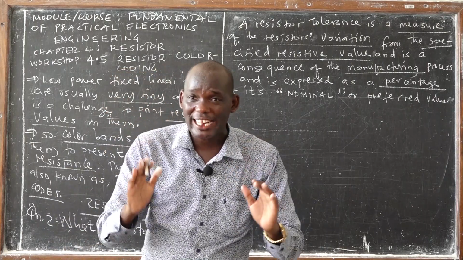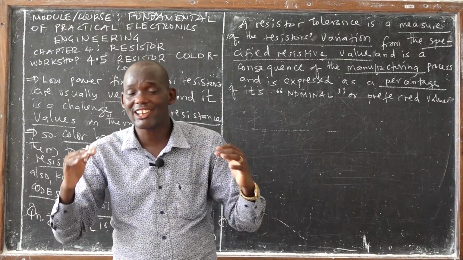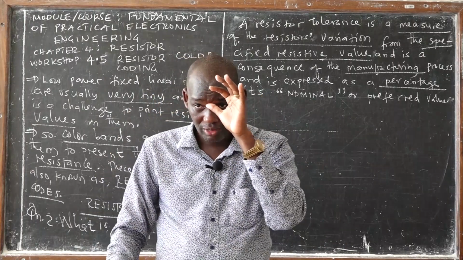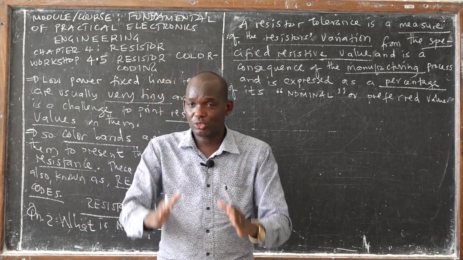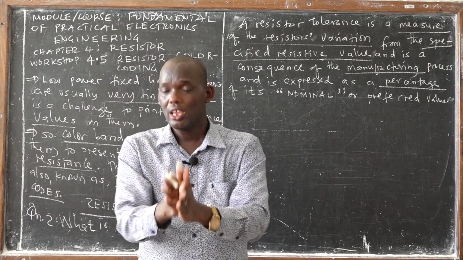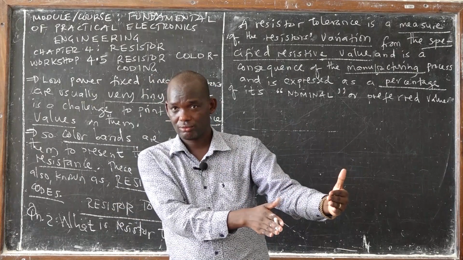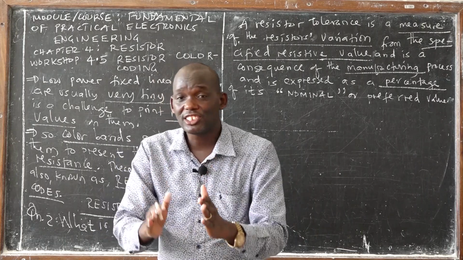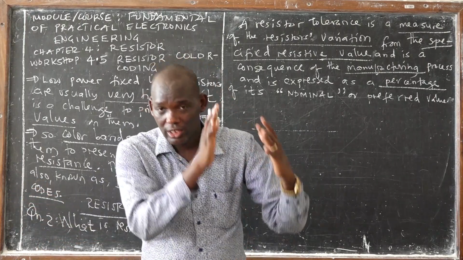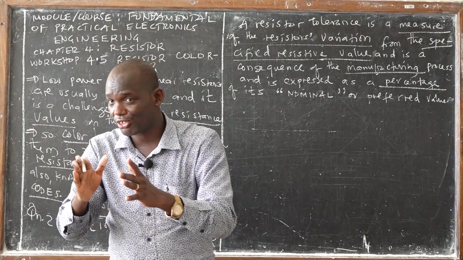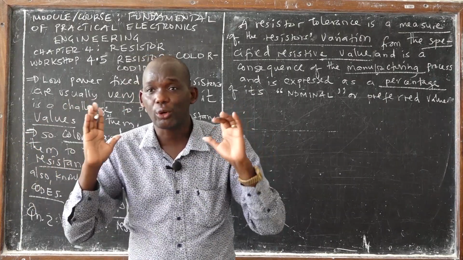So resistor tolerance, in other words, is the acceptable error. When you have a standard resistor whose resistance is 100 ohm, that resistor must have a tolerance, an acceptable error. The standard is 100, the middle value, but the resistor can be measured and its resistance found to be 97 ohm, or it can be measured and found to be 103 ohm. So the variation from 97 ohm to 100, and the variation from 100 to 103 ohm, is what we call resistor tolerance.